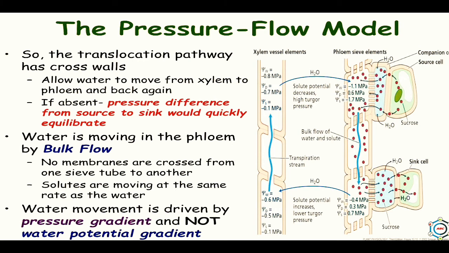Water is moving in the phloem by bulk flow. No membranes are crossed from one sieve tube to another. Solutes are moving at the same rate as the water. Water movement is driven by the pressure gradient and not the water potential gradient.